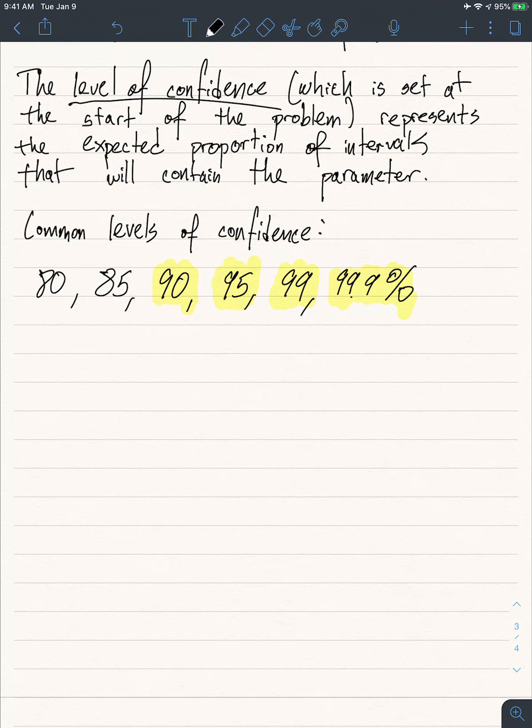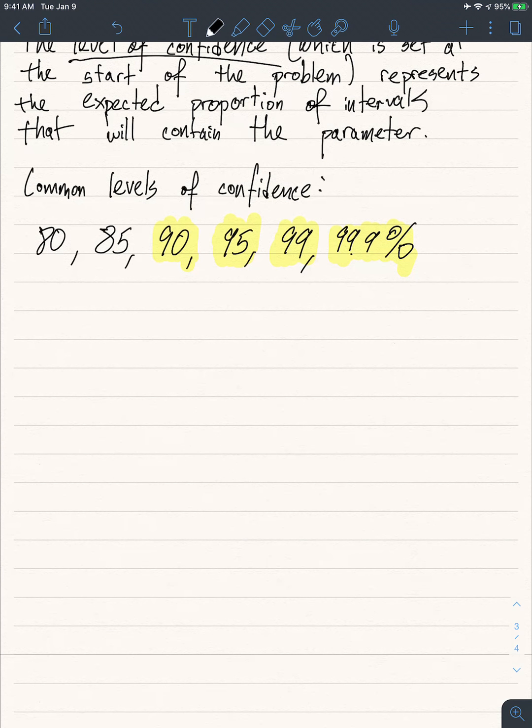These common levels of confidence aren't a catch-all, though. If somebody wants to be weird, they can have a level of confidence of something like 91%. I mean, there's nothing preventing you from doing that, but it's just not normal to. Like I said, these are the most common, probably because they're nice round numbers, pretty high, right? 80, 85, 90, 95, 99, 99.9%. You can be weird, do something like 73% if you want to, but that's not really used much in real life.